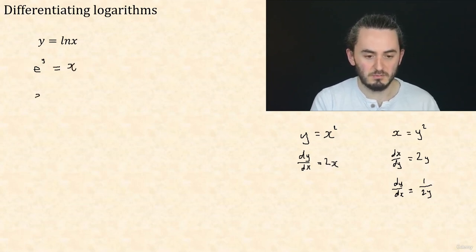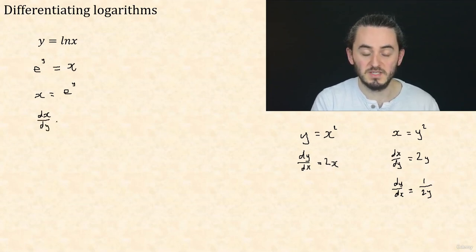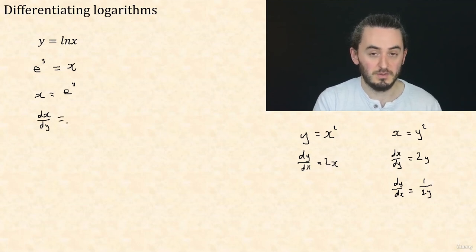So what I've got, if I rewrite it in a slightly easier to think about way, is x equals e to the y. And now I'm going to differentiate with respect to y. dx by dy, well, just think, what would dy by dx be if I had y equals e to the x? Well, e to the power of x doesn't change when you differentiate with respect to x, and e to the y doesn't change when you differentiate with respect to y. So that's just e to the y.